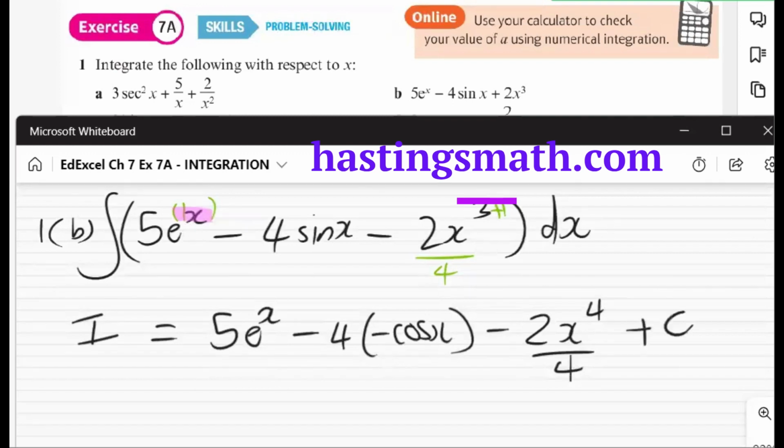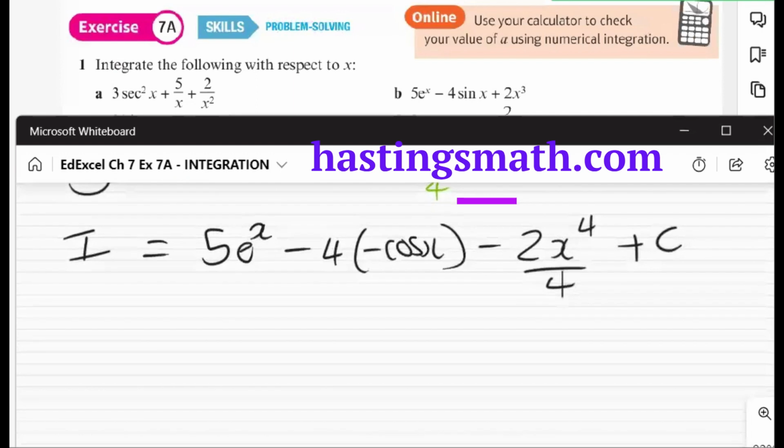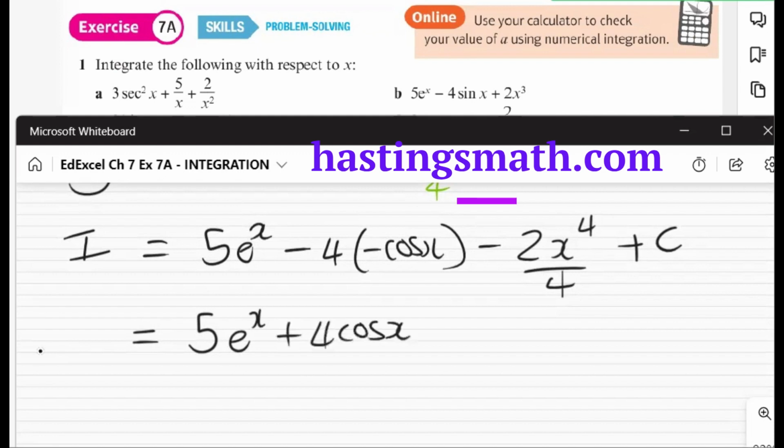Don't forget plus c. So let's simplify this a little bit. Our final indefinite integral, since we don't know our x values, we leave the c there. Minus 4 times minus cos is actually plus. And 2 over 4 cancels out to being 1 over 2. So we end up with x to the power of 4 over 2 plus c. Okay.